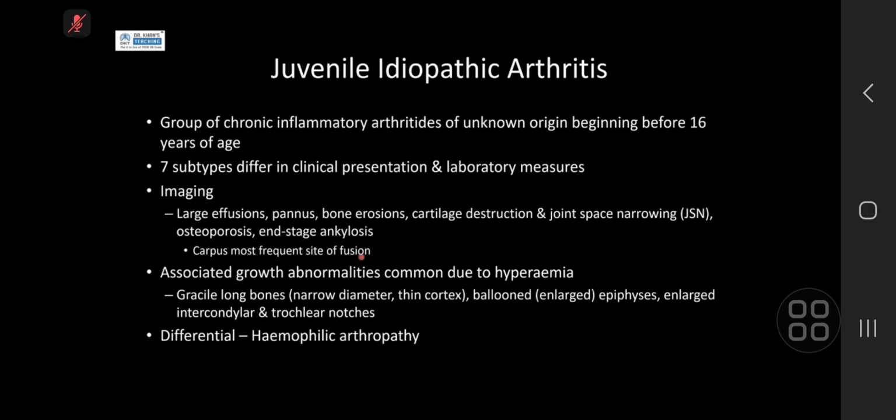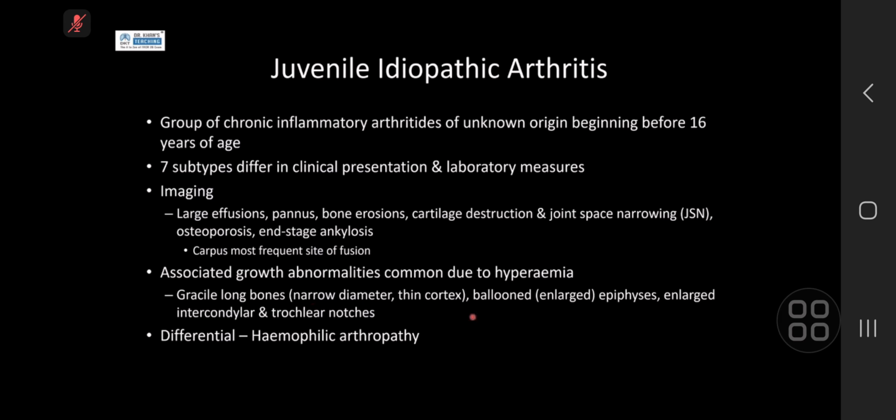In the carpus, your carpal bones are the most common site of fusion, and the earliest sign is carpal crowding. You don't really get erosions in the fingers, I'm not sure why, but it often affects large joints: your wrists, your knees, your hips, your ankles. And of course with hyperemia, you can get very long gracile bones, ballooning or enlargement of the epiphysis, and enlarged intercondylar notches.